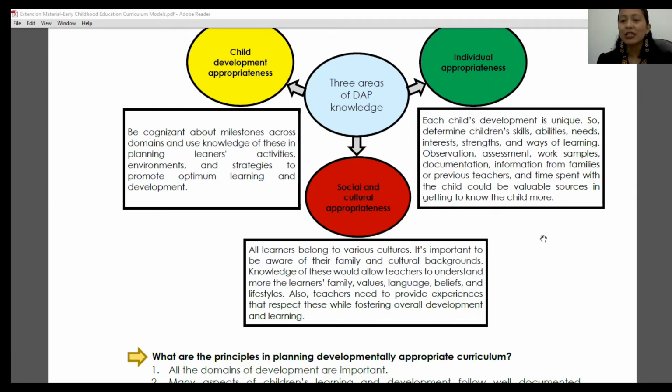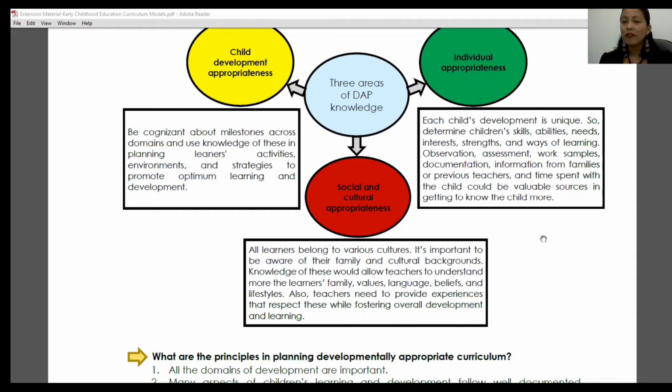So determine children's skills, abilities, needs, interests, strengths, and ways of learning. And how to do that? You have to conduct observation, assessment. You also have to explore the work samples of your children, of your learners. You also have to check the documentation that you did in the class.